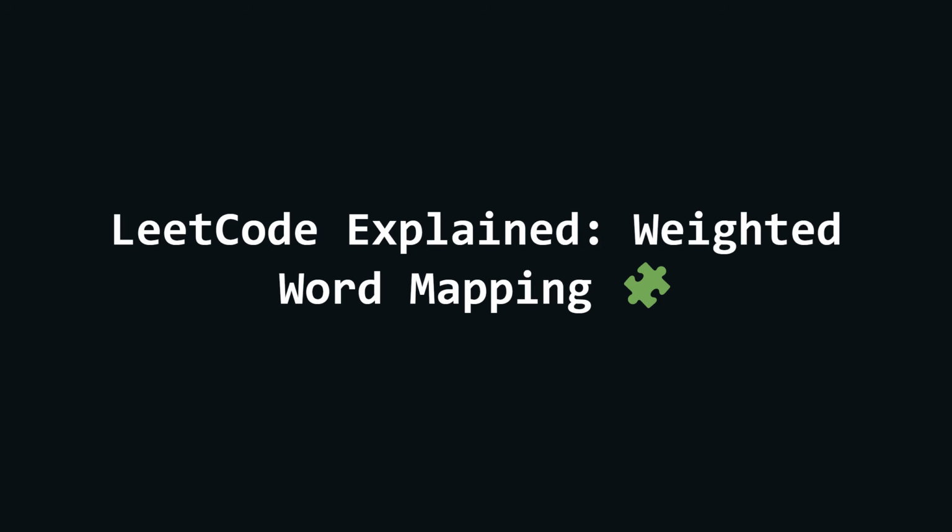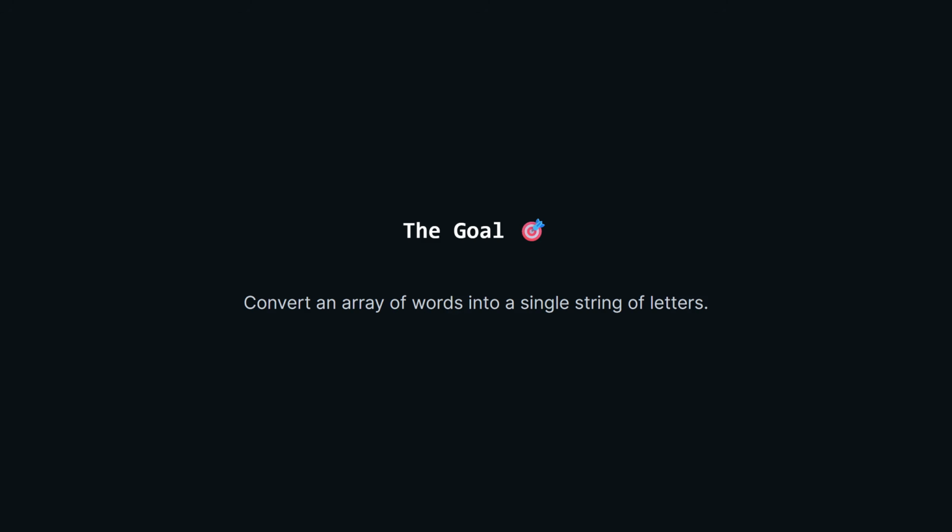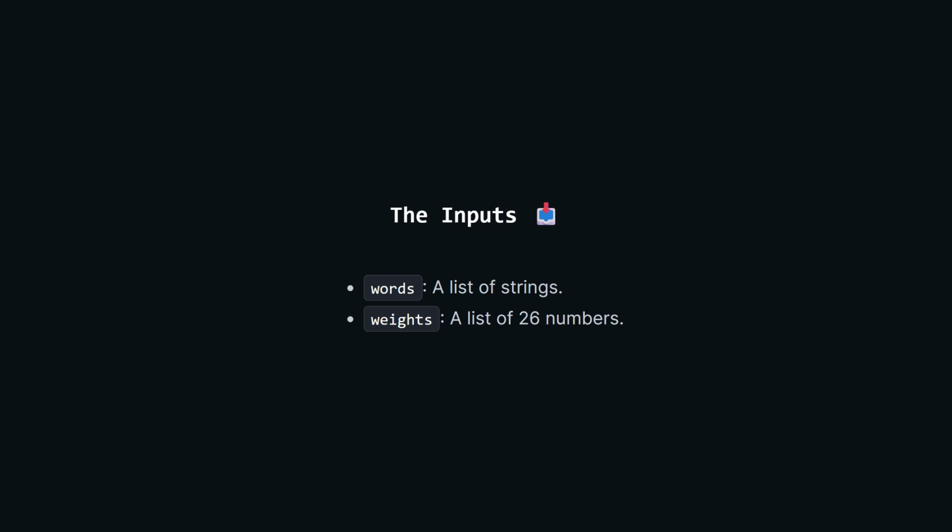Today we are looking at the problem called weighted word mapping. Here is the problem page. It is a little bit wordy, so let us break down exactly what it is asking for. We need to convert a list of words into a single continuous string of letters based on a special mathematical rule. We are given a list of words and a separate list containing 26 weights, which correspond to each letter in the alphabet from A to Z.